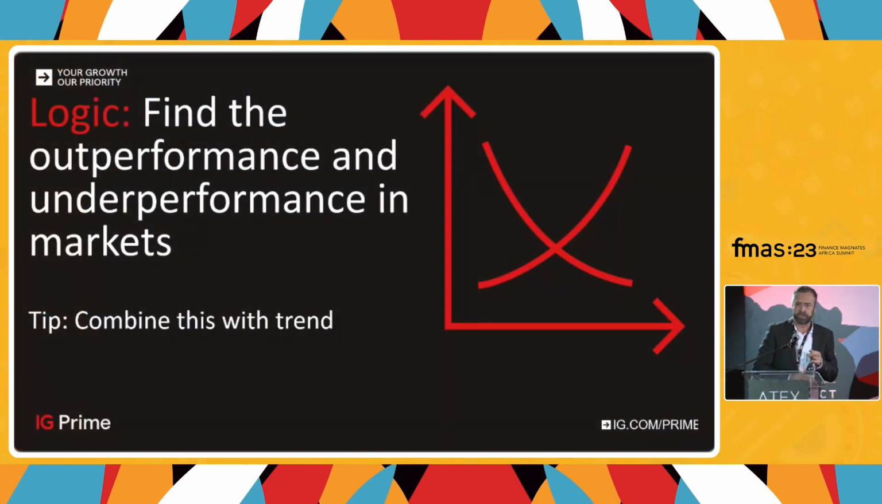Now I want to take that basic concept of trend and just evolve it a little bit. What are the strongest trends in the market? What are the weakest trends in the market? Where's the outperformance? It's a relatively simple, logical, rational approach that you can take in technical analysis to try to identify that.